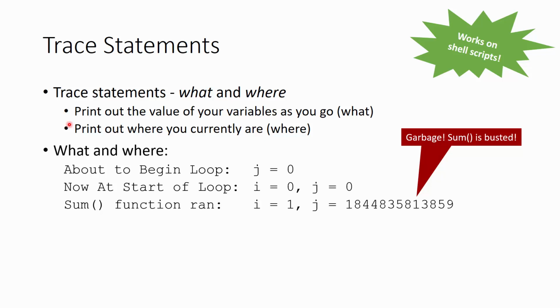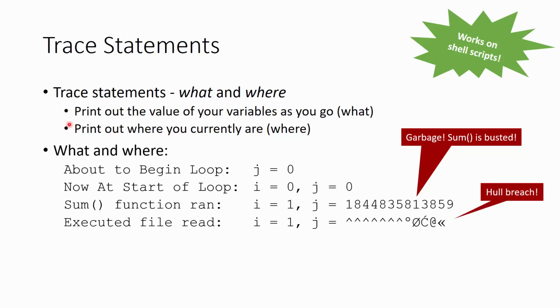Now, was it inside the sum function? That might call for additional trace statements inside sum. What lines of code were between the trace statement that says now at start of loop and sum function ran? Were there additional lines of code in there that you need to add more trace statements to? Probably, because here we have that the sum function has already ran and j is toast. So if this thing keeps running, the garbage in, garbage out principle continues to hold.